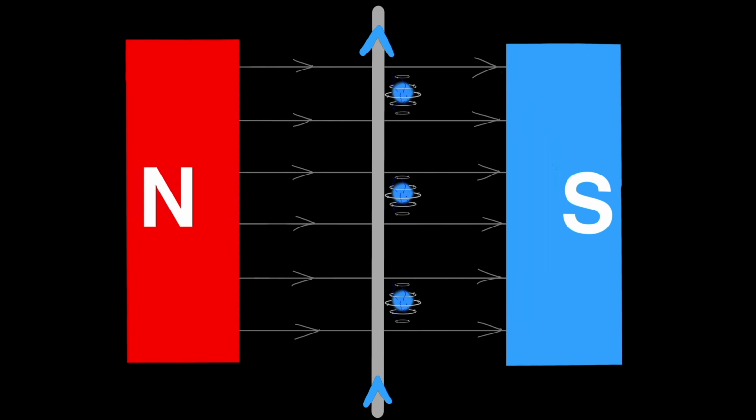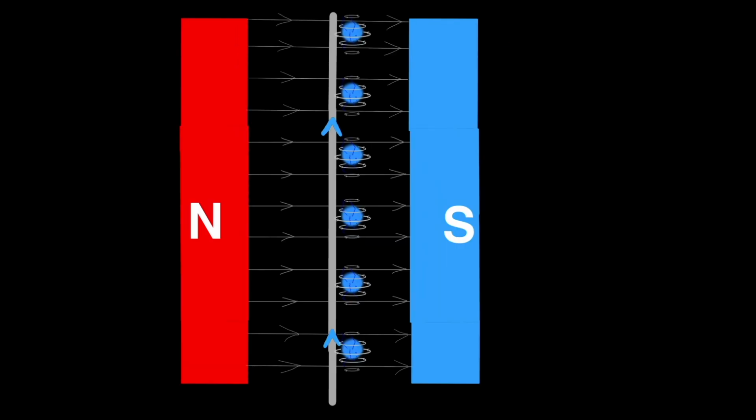Since the second magnetic field is being created by the movement of electrons, we can also increase the force felt by the wire by increasing the number of electrons that are travelling through the field. There are two ways we can do this. First, we can increase the current moving through that wire. Secondly, we can increase the actual length of the wire, which is within the magnetic field.